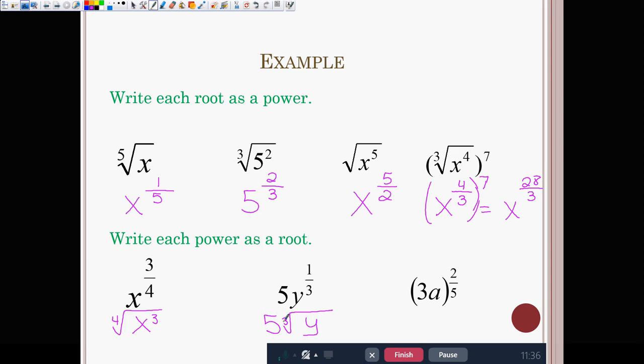Okay, about this one, the 3 is in parentheses. So it is being affected by the 2/5. So all of this, the 3a, needs to go inside of my radicand. So I have 3a on the inside. All right, what is my exponent going to be? 2. So that's going to go on the outside. Because it affects all of it. We have to keep our parentheses. And then what's my index? The number that's on the bottom, 5.